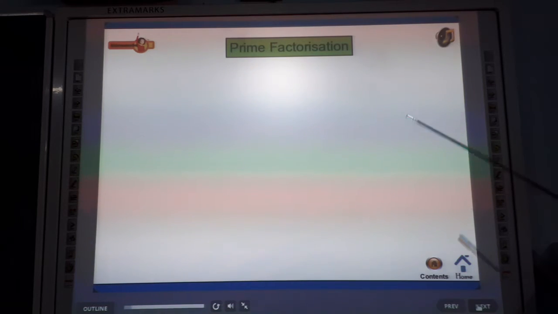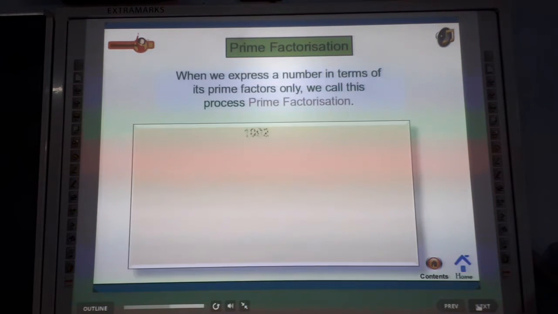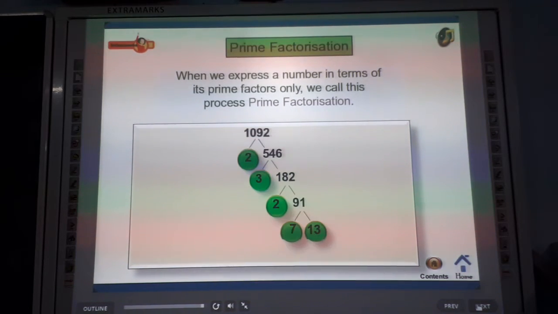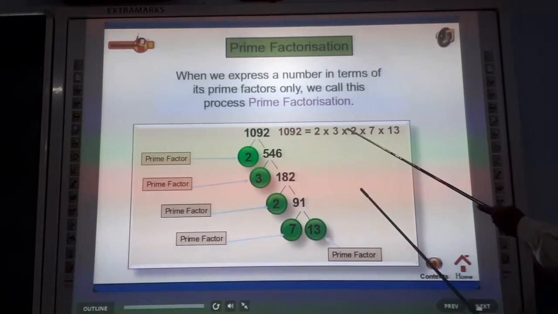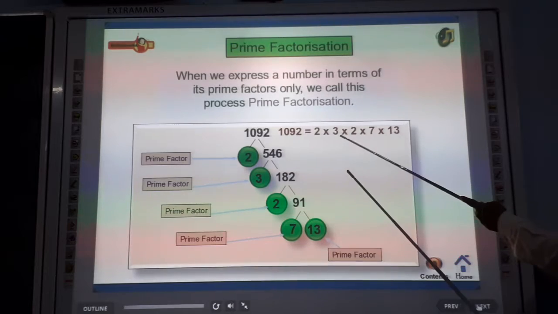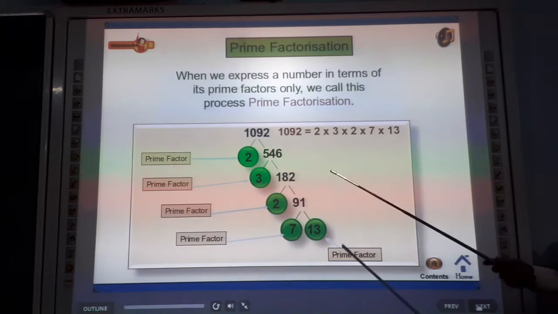Now next is prime factorization. When we express a number in terms of its prime factors only, we call this process prime factorization. Look at this. Show the diagram. Look here. Prime factors. 1092 is equal to 2 multiply 2 multiply 3 multiply 7 multiply 13. Okay, these are prime factors.